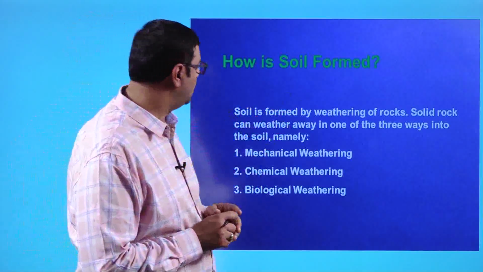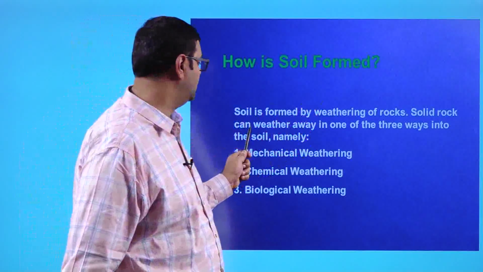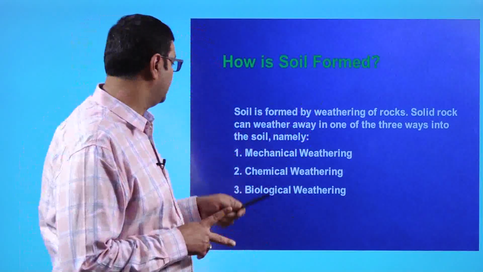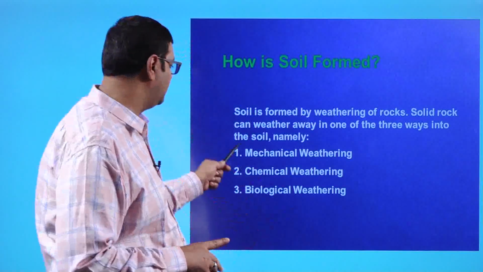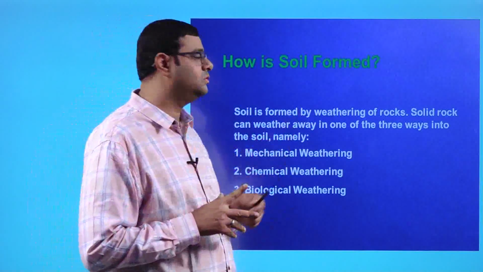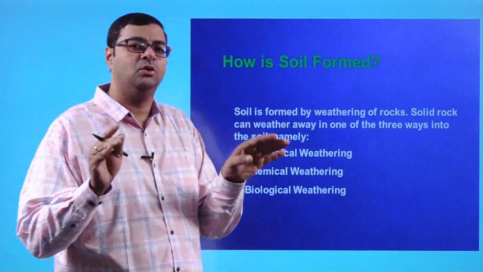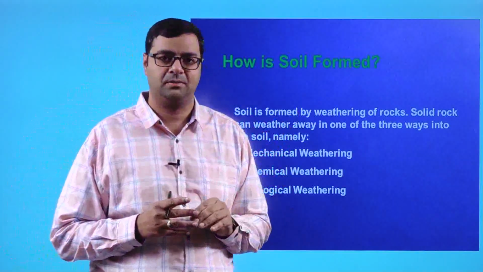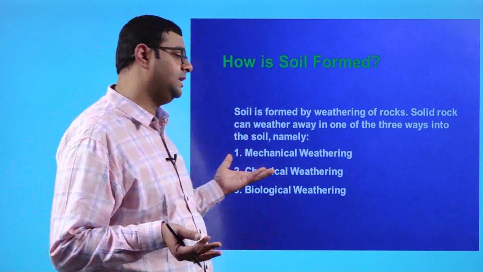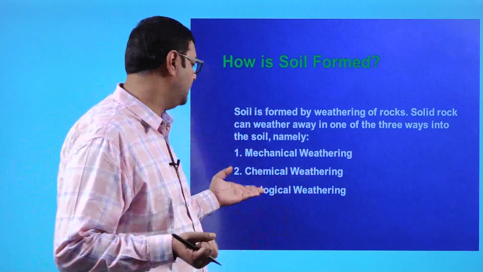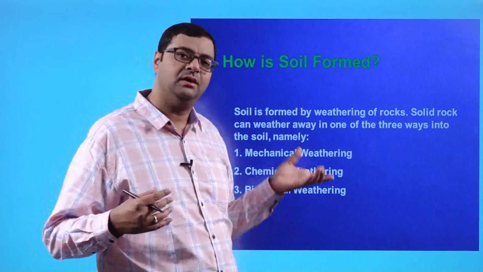Now solid rock can weather away into soil in one of three ways, namely mechanical weathering, chemical weathering and biological weathering. Before we go into all three, I would like to tell you what weathering is. Weathering is basically the slow breaking away of rocks. It can be by a physical means, a chemical means, or a biological means. We'll see that once we go into the depth of this topic.